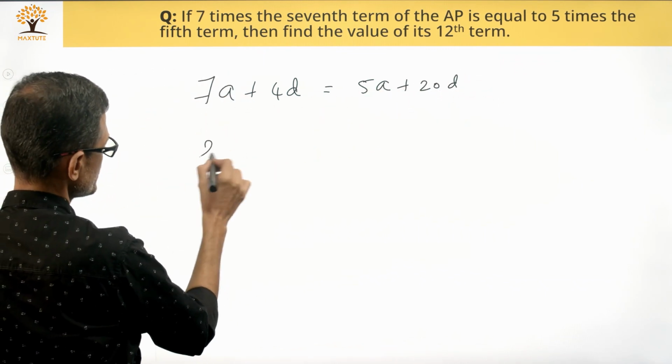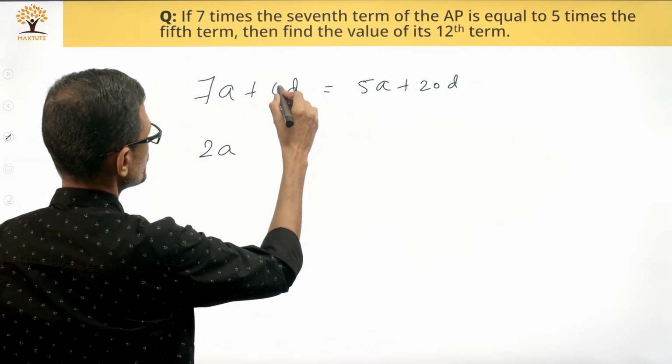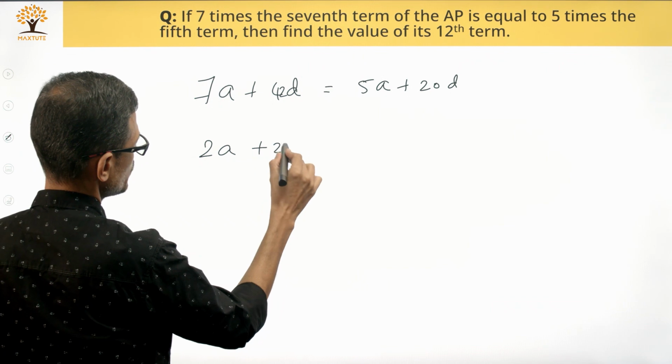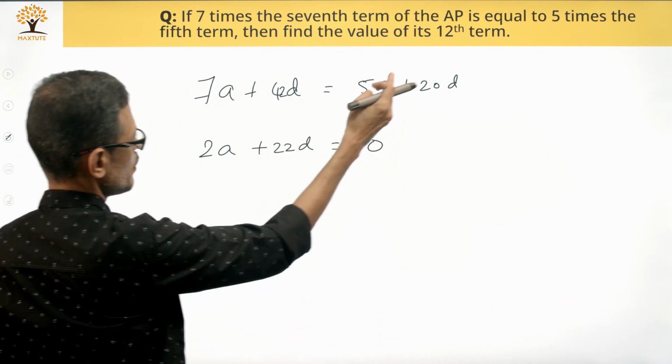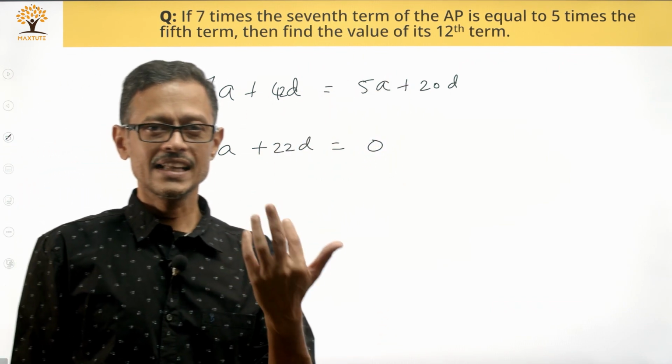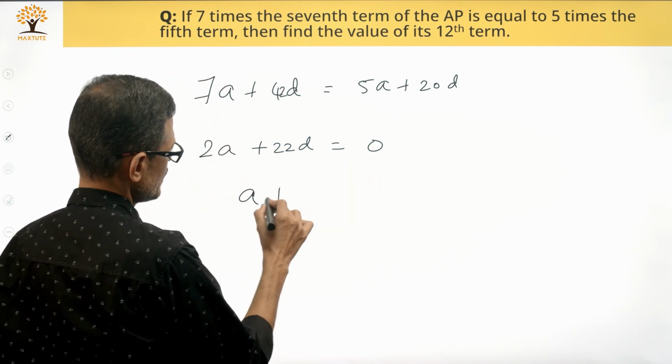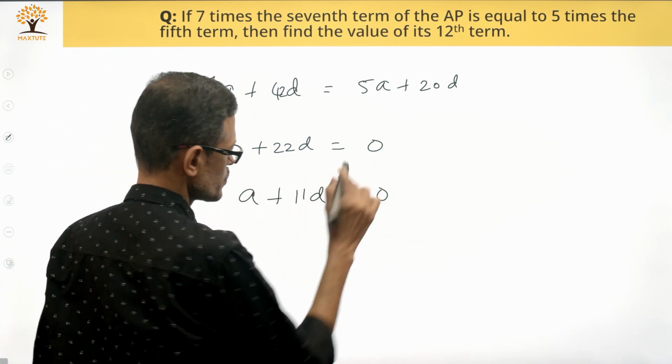7a minus 5a is equal to 2a. 42d minus 20d is equal to 22d. This is equal to 0. When all terms have come to the left hand side, the right hand side is obviously 0. Divide this entire equation by 2, and you'll get a plus 11d is equal to 0.